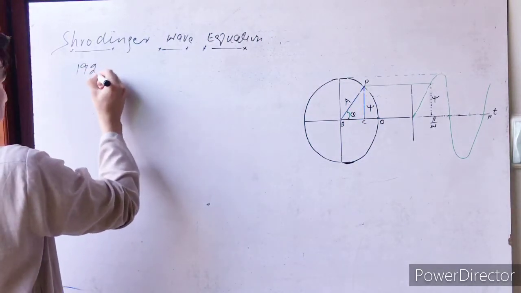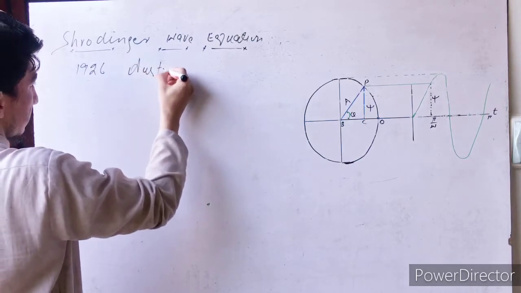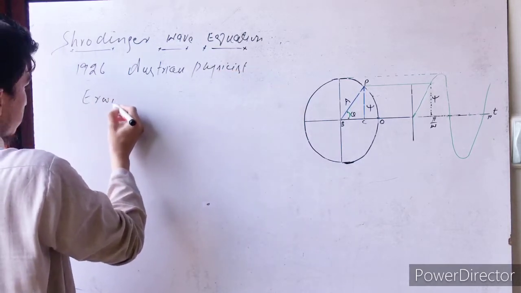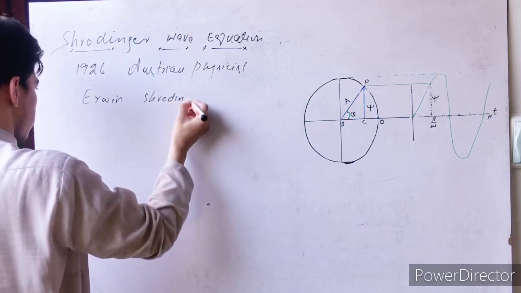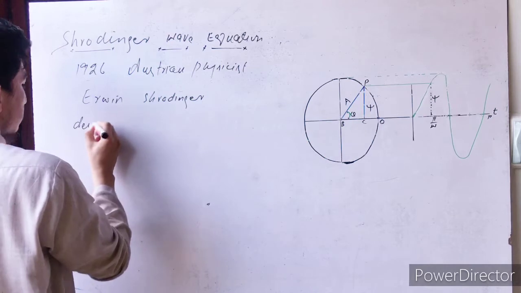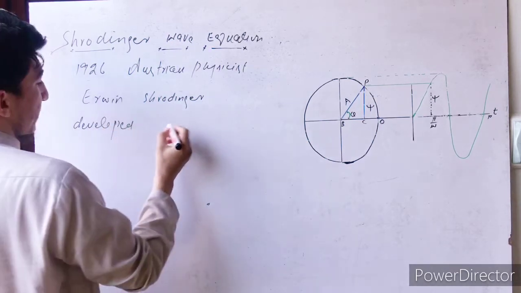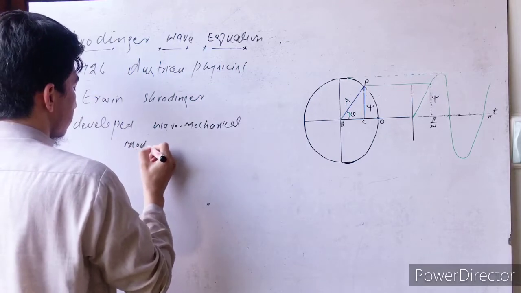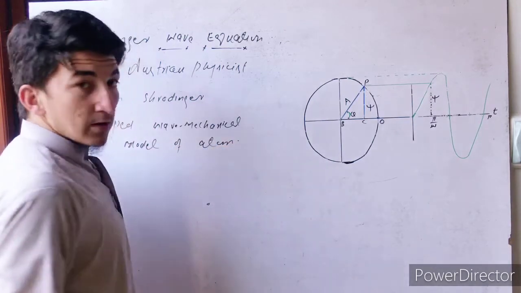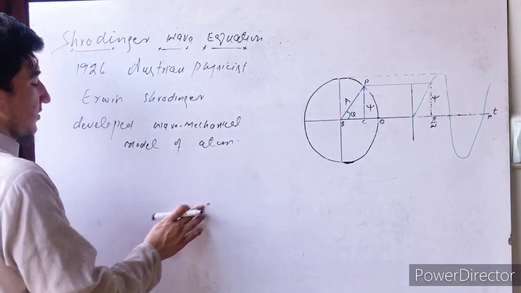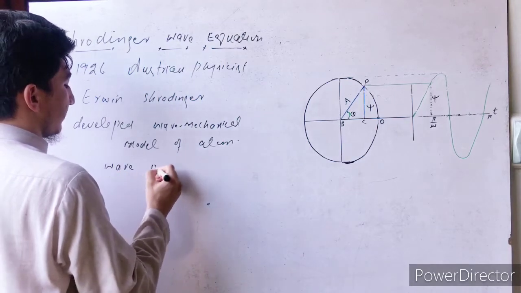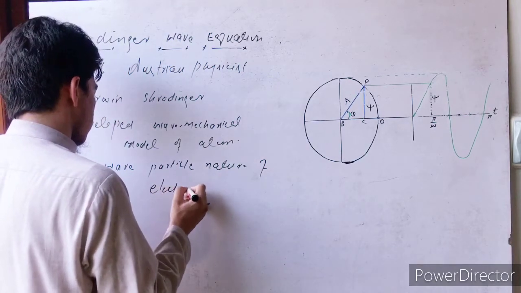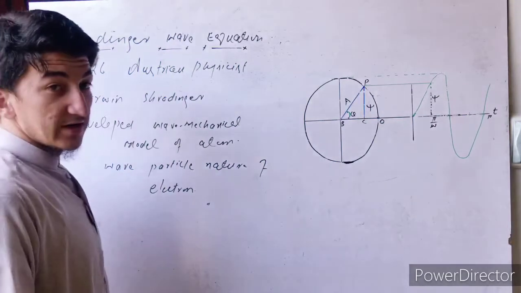In 1926, an Austrian physicist, Schrodinger, developed the wave mechanical model of the atom. This model accounts for the wave and particle nature of the electron, which is wave particle duality.